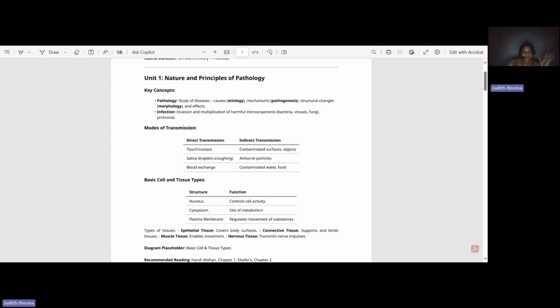So we say bacteria. One of the examples of bacteria is Streptococcus mutans. Streptococcus mutans is a bacteria. And we have the second one, viruses, which is herpes simplex virus. We have the fungi, which is Candida albicans. So the fourth one, which is the protozoa.